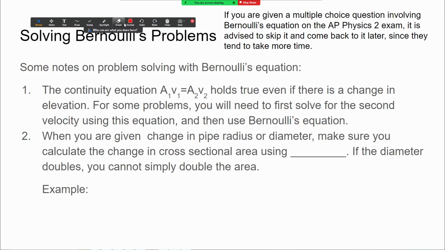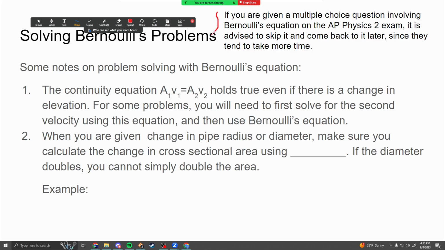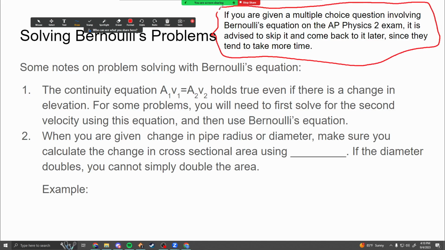So, I read a lot about this, and in AP training, they talked a lot about this. So if you're given a multiple choice question involving Bernoulli's equation on the exam, a lot of times it's advised to skip that one and go back to it just because of the sheer amount of time that they take, just because it is so many terms.